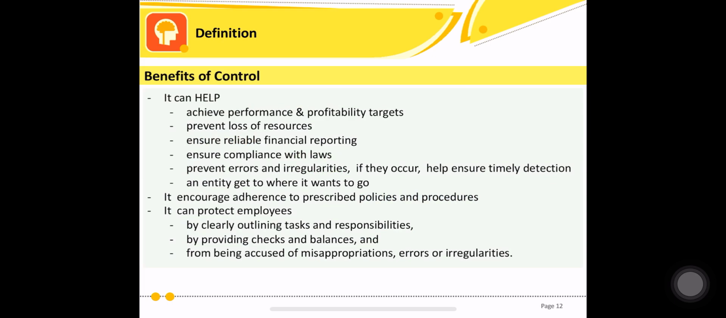Actually, there are so many. But, again, in a nutshell, the benefit of control is, number one, it can mitigate risks. Any type of risks. But, of course, only mitigate. We cannot eliminate risks. And then, the last one is, it helps achieve the objectives. There. Period.